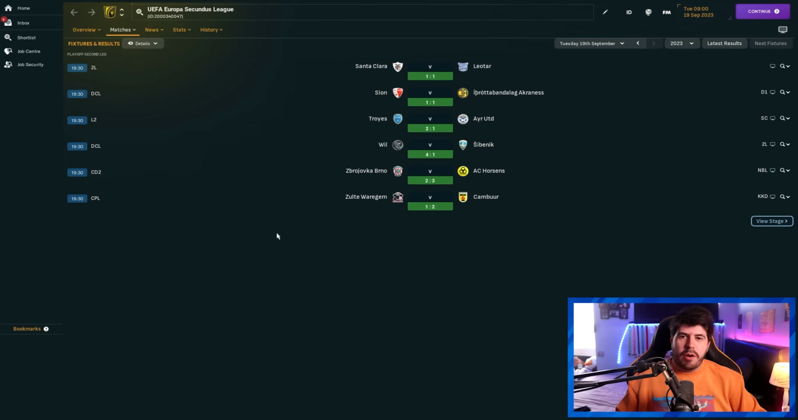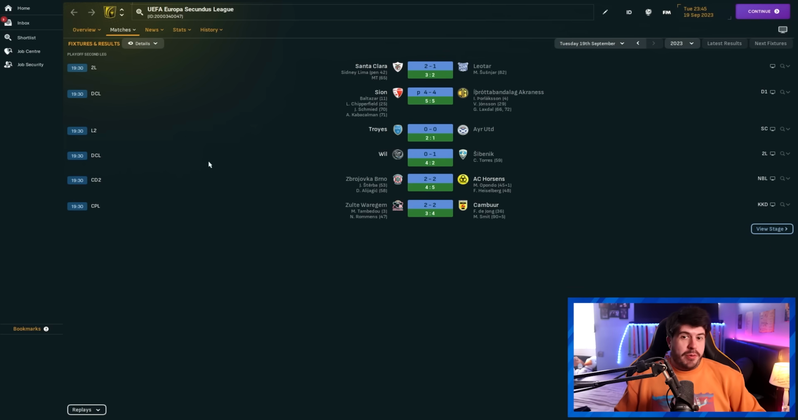Šibenik look like they're heading out along with some various other sides. Looks like Zolta Vardegem might also not reach there as they're up against the Dutch side. So we'll find out who's going to actually be in the groups, and then all the other teams will join in a moment. So Santa Clara scrape through in the end, as do Sean. Air United with the draw away at Troyes. That's pretty impressive, honestly. Šibenik do win, but they actually do lose. Horsens go through along with Canberra as well. So let's see what the group actually looks like.